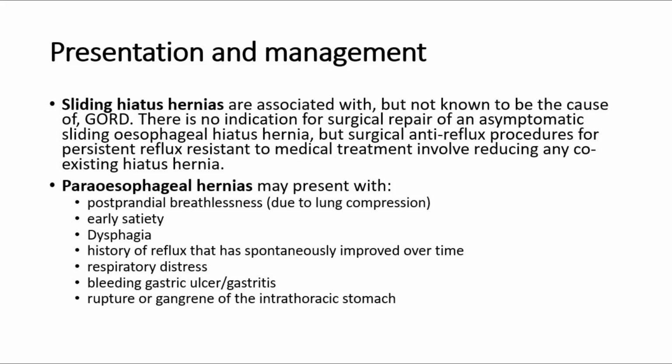Whereas paraoesophageal hernias may present with postprandial breathlessness due to lung compression, early satiety, dysphagia, history of reflux that has spontaneously improved over time, respiratory distress, bleeding gastric ulcer or gastritis, and rupture or gangrene of the intrathoracic stomach.